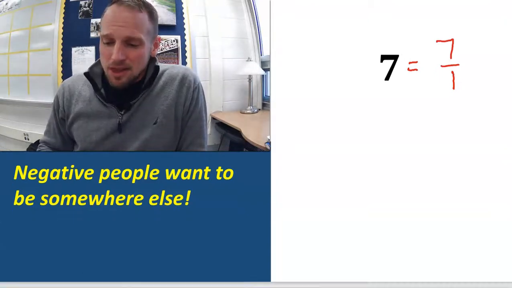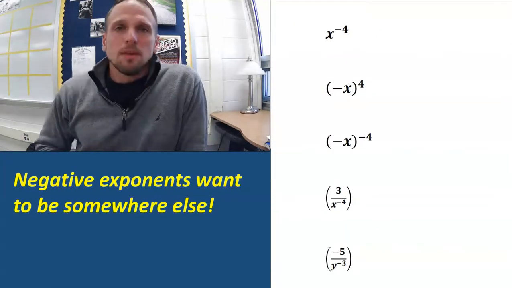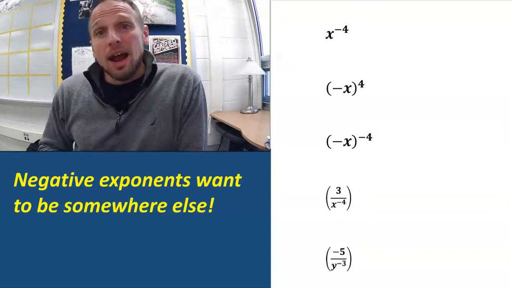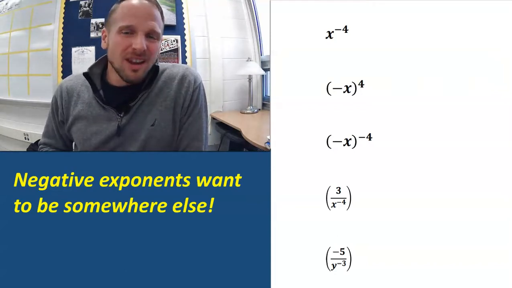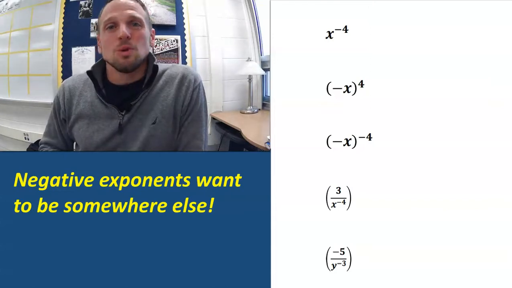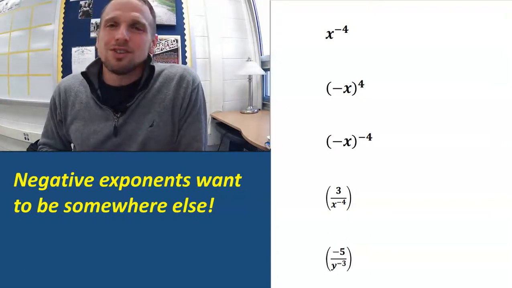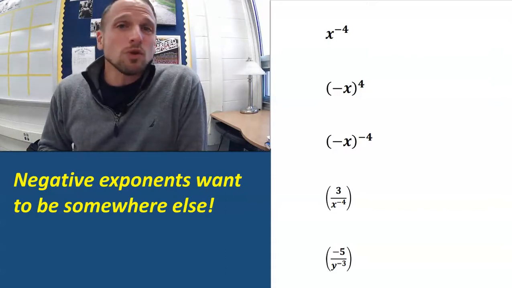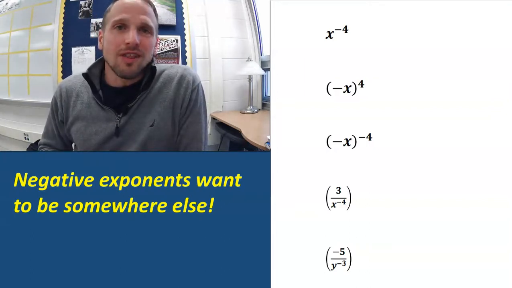Well, we get that. The thing is, negative exponents are the same way as people. Negative exponents always want to be somewhere where they're not, right? And when they get somewhere where they're not, just like you, when you're outside and you get to come inside, all of a sudden you get happy, right? Same thing with exponents. Negative exponents want to be somewhere else, so we change their location and all of a sudden they get happy again.